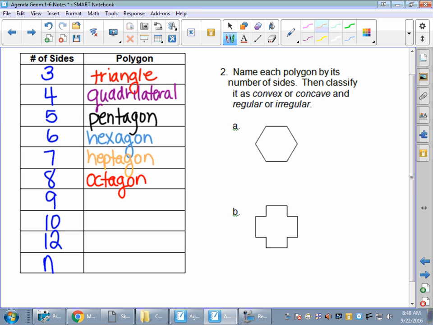9-sided figure, I like this word. It kind of just rolls off the tongue. 9-sided figure is a nonagon. 9 and non. N-O-N-A, gon. 10-sided figure, like 10 years, would be a decagon, a decade, a decagon. D-E-C-A-gon.